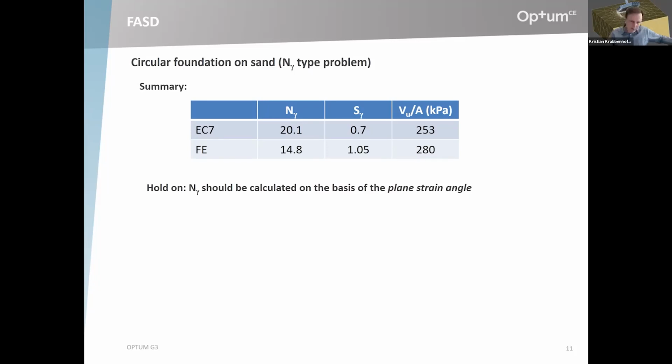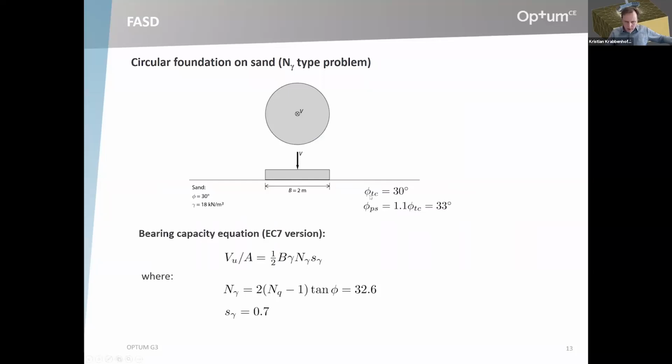And the S gamma, the reason that it's lower than it should be, is because, that's what these people say, it takes two things into account, both the shape of the foundation and also the fact that underneath the circular foundation, we are not at a state of plane strain. So we calculate N gamma on the basis of the plane strain angle, and then we correct for 3D effects, both in terms of shape and in terms of the fact that we are not at plane strain conditions underneath a foundation, and the effective friction angle would in that way be different. So we should be more careful with what angle we actually use.